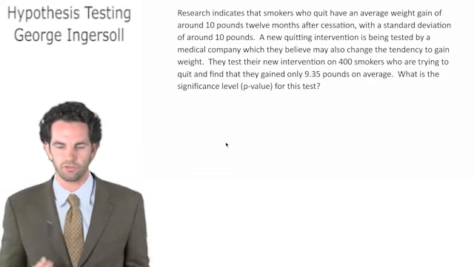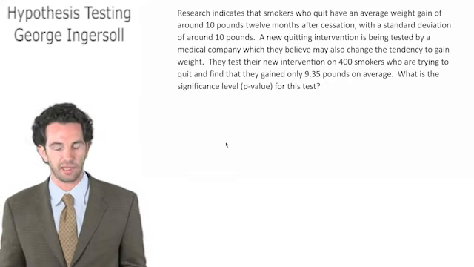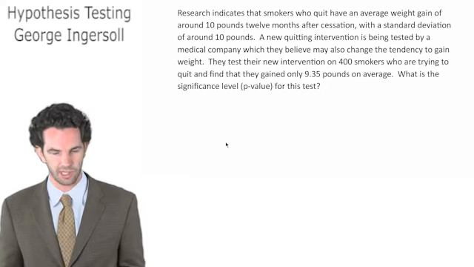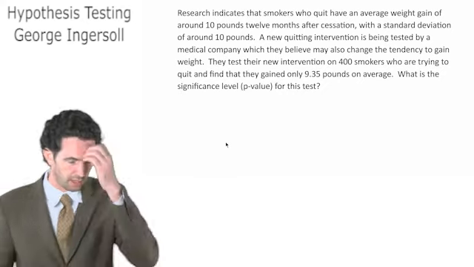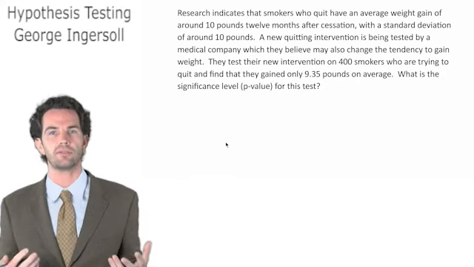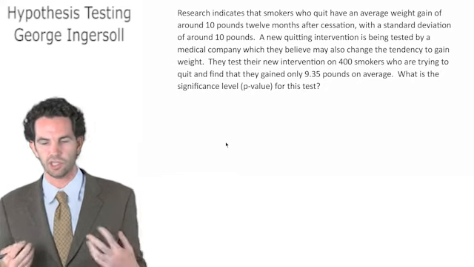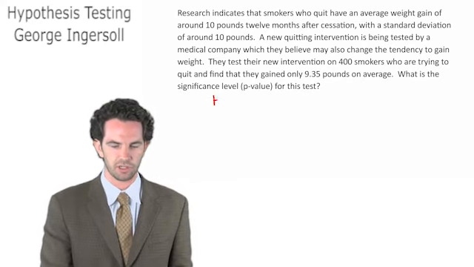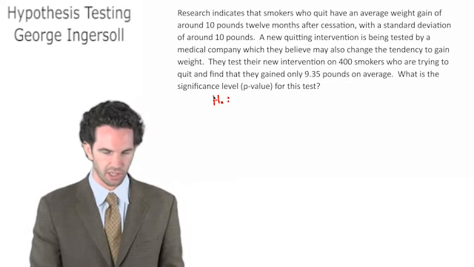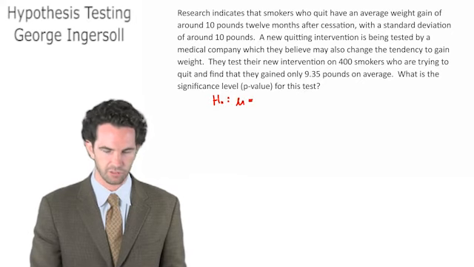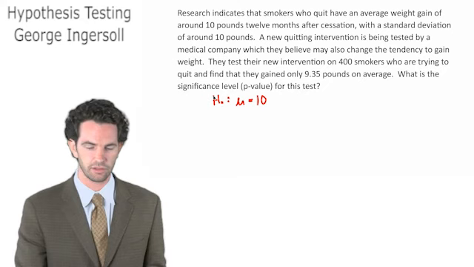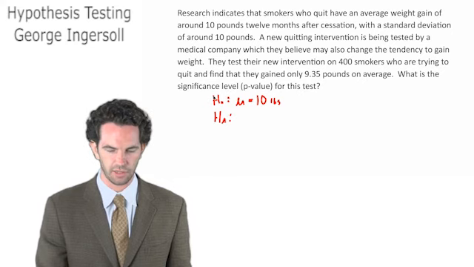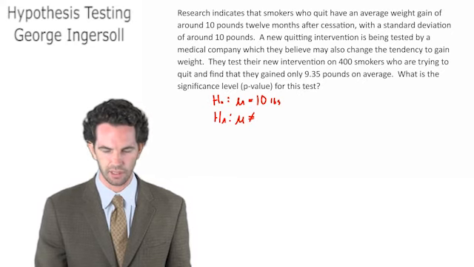They test their new intervention on 400 smokers who are trying to quit, and they find that they gained only 9.35 pounds on average. What is the significance level for this test? What is the p-value for this test? And that can be translated to how confident can we say that this actually does lead to a change in weight gain following treatment. So what is our null hypothesis? Our null hypothesis is that average weight gain for this new intervention is 10 pounds, because that's the standard. Our alternate hypothesis is that the average weight gain is not 10 pounds.